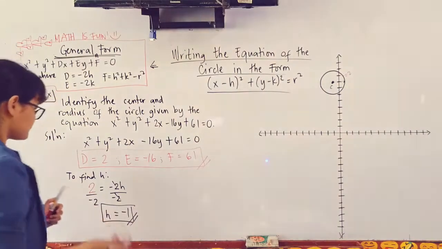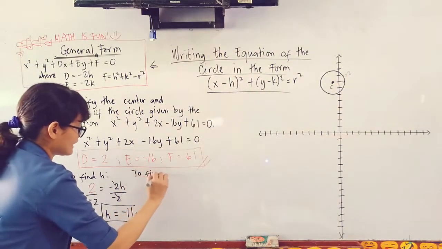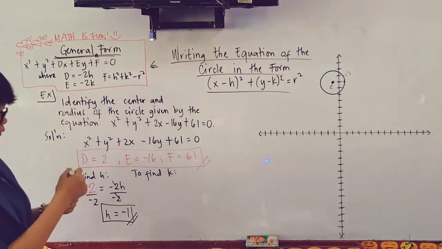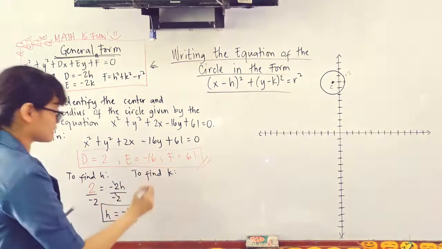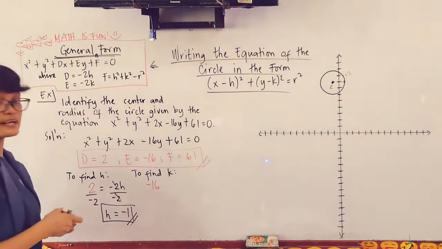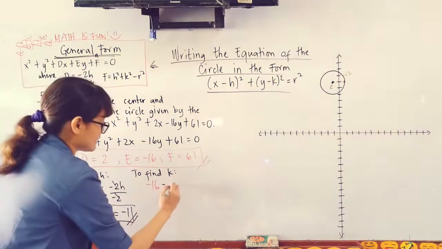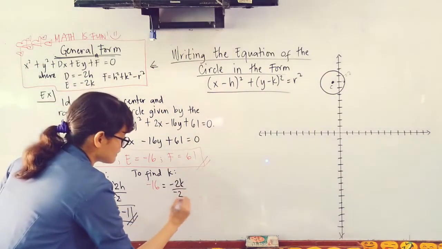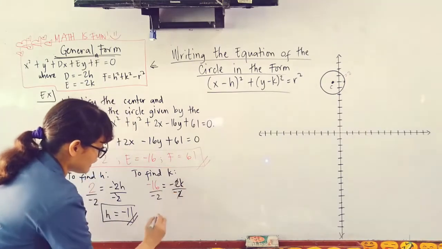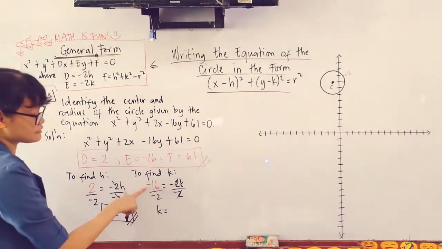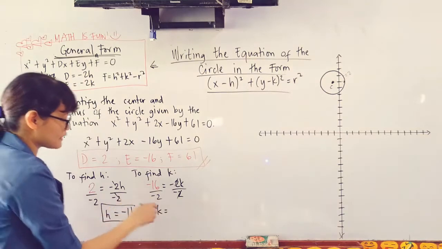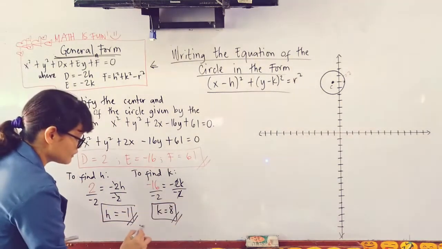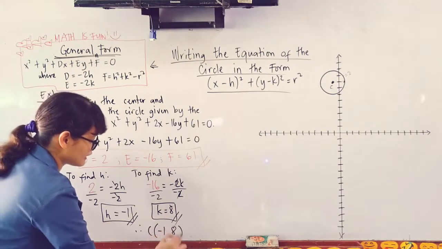Ayan. Next, what about k? So to find k, we will now use e. So e is equal to negative 2k. So your value of e is negative 16. Equal to, we have negative 2k. So again, you're looking for the value of k. So divide everything by negative 2. So you'll have k is equal to negative 16 and negative 2 divided by negative 2 is 8. So therefore, your center is at negative 1, 8.